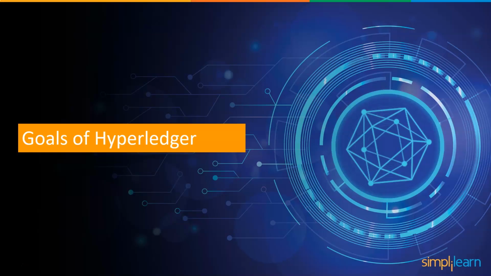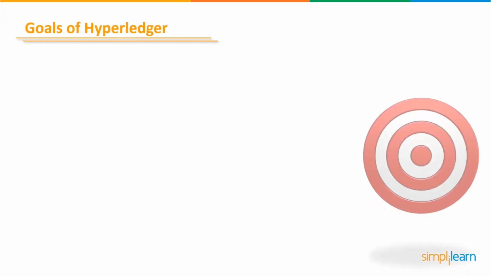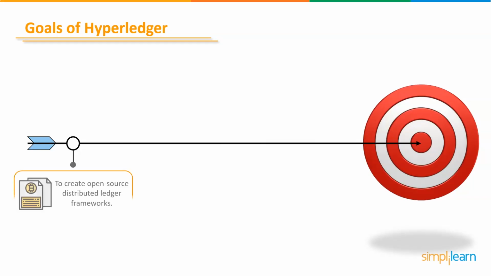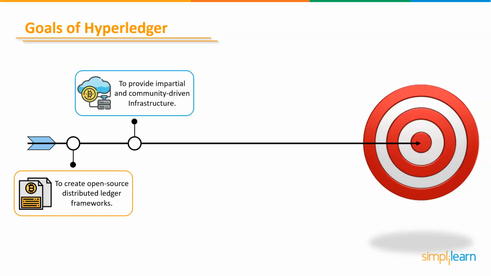Now let's move to the goals of Hyperledger. First is to facilitate commercial transaction, create enterprise-grade open source distributed ledger, frameworks, and code bases. Second is to provide infrastructure that is impartial, open, and community-driven with technical and corporate governance.